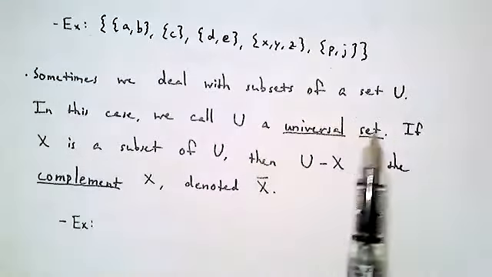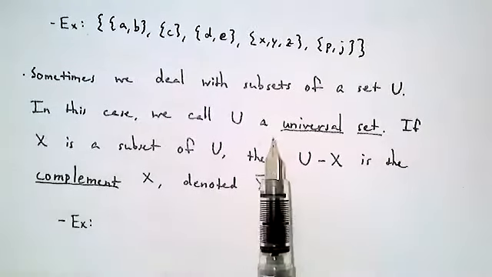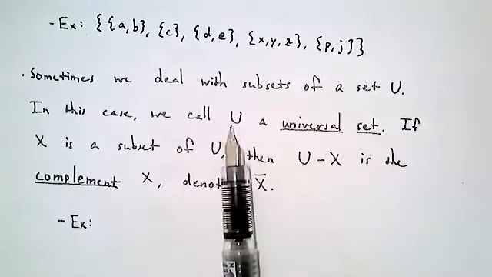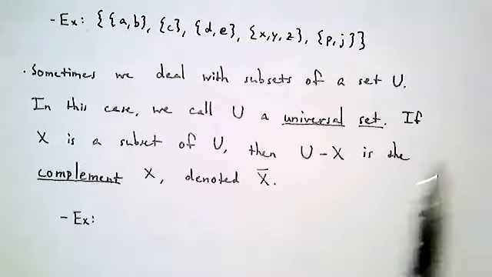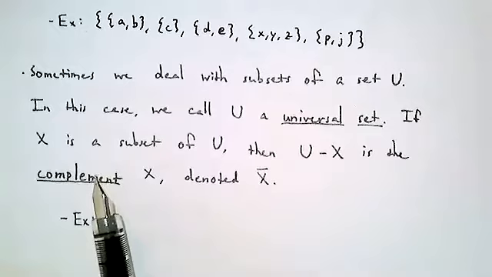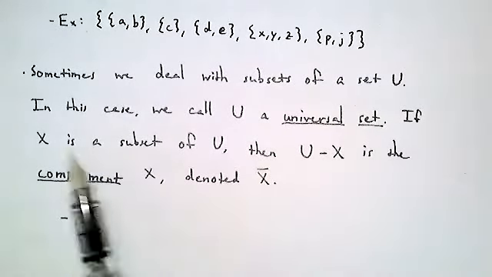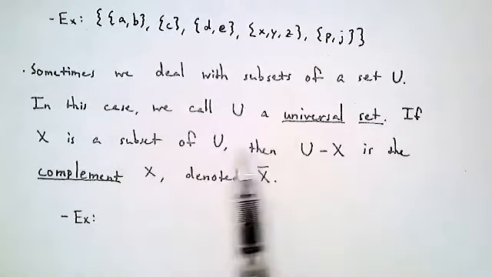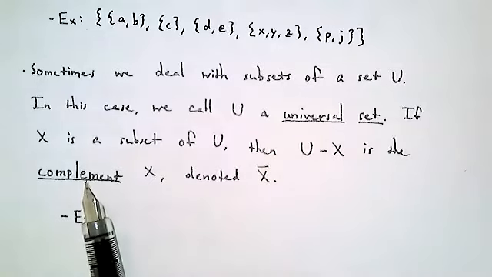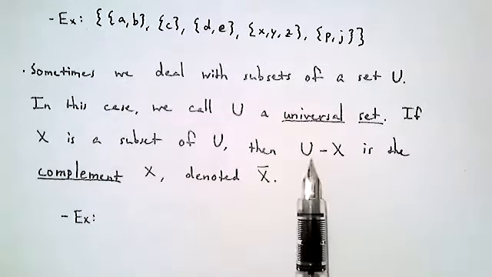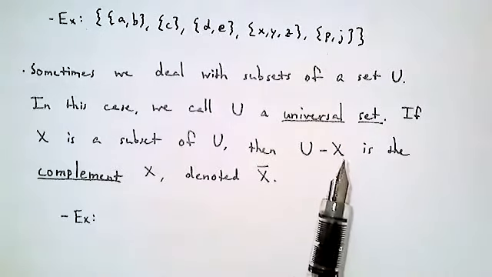Okay, so in this situation where everything is inside of this bigger set U, we give U the name universal set. So we think of U as our universe where everything happens. And we also get this new idea of a complement. Well, it's actually an old idea that we saw on the previous page, but it has a new name. If X is a subset of our universal set, then this U minus X gets a special name called the complement. So the idea here is that U minus X is everything in the universe except the elements of X.